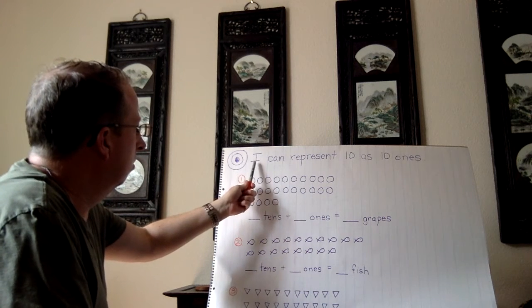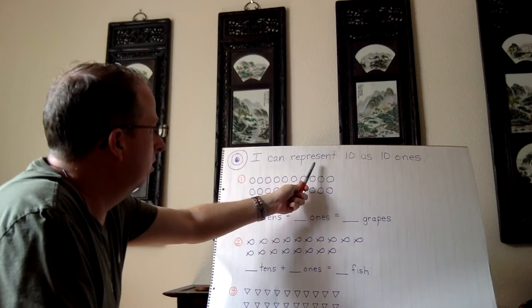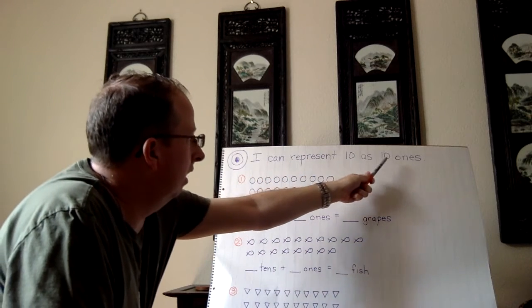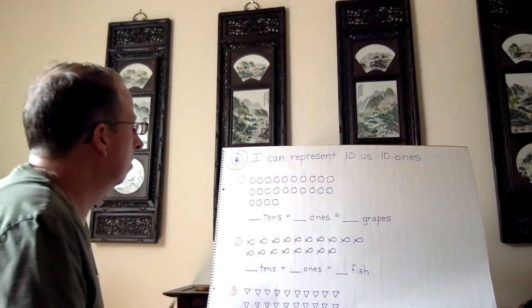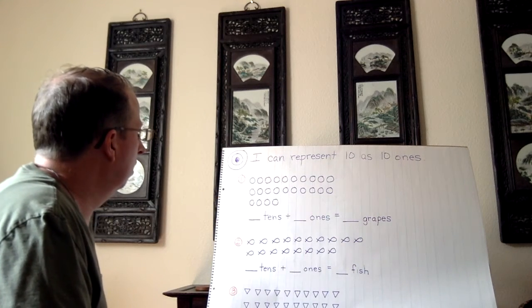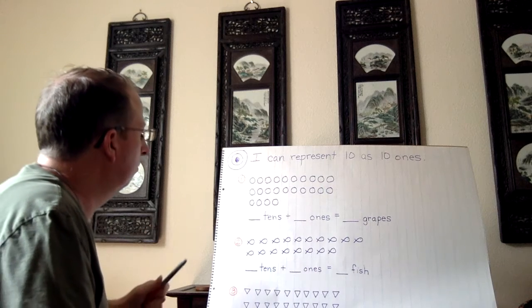I wanted to go ahead and go over the learning target with you first. Here we go. I can represent 10 as 10 ones. We have a whole bunch of grapes here today, and we're going to start with this first problem.